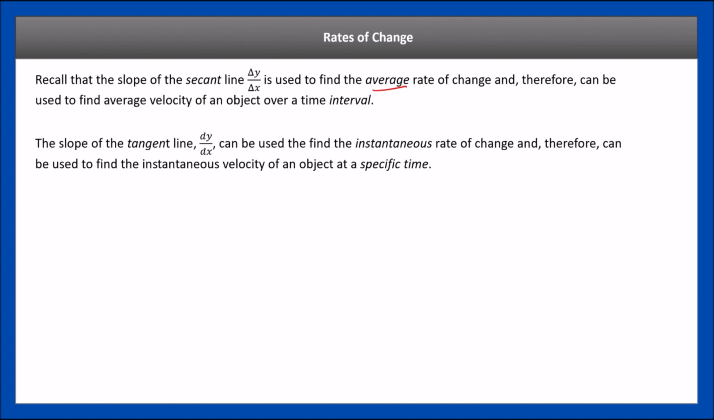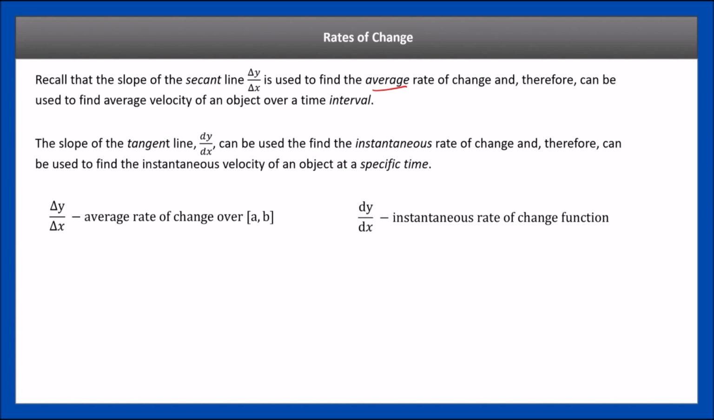So for example, if I started going really slow and then later I went really fast and then later on I went really slow, I averaged those velocities and that gives me an average velocity, right? But if I'm talking about a specific moment in time, well, at this stoplight, I went 0 miles per hour. That's my instantaneous because I stopped at a stoplight. And then later on the highway, I went 60 miles per hour. That's instantaneous, right? So delta y over delta x is the average rate of change over a specific time interval. Dy dx is instantaneous rate of change function, right?